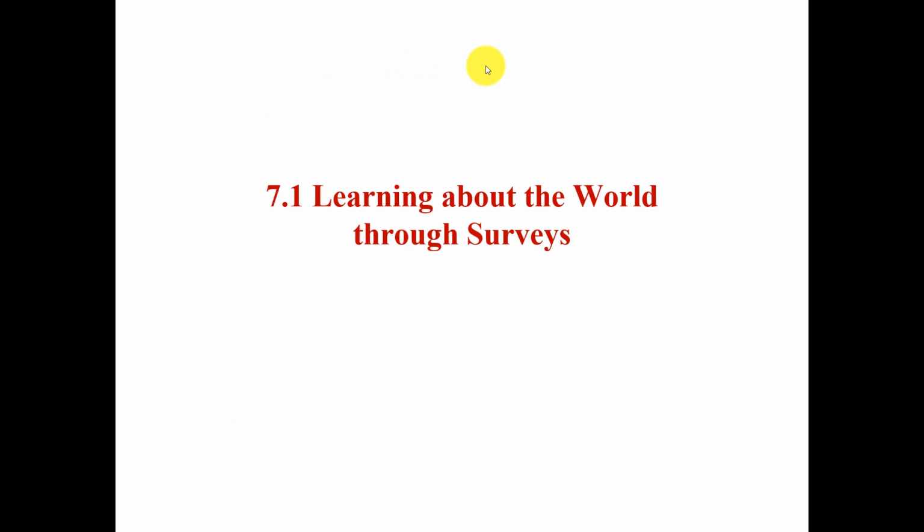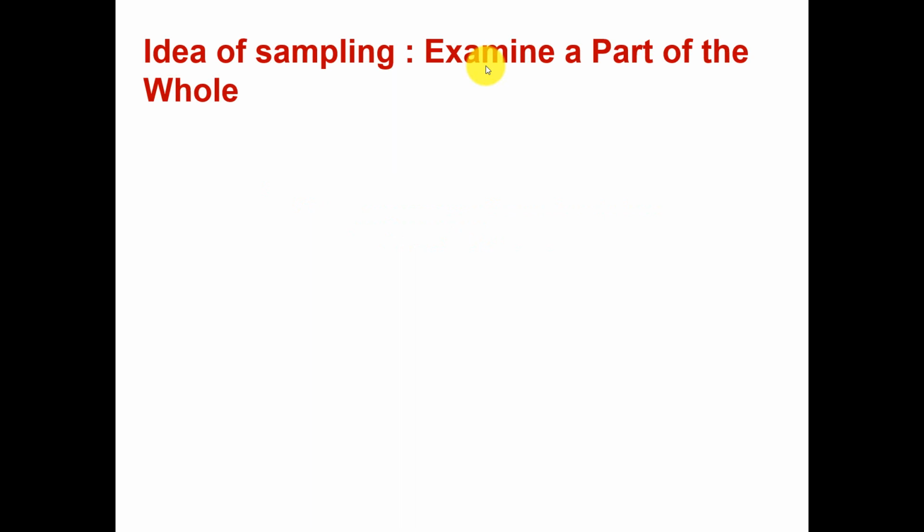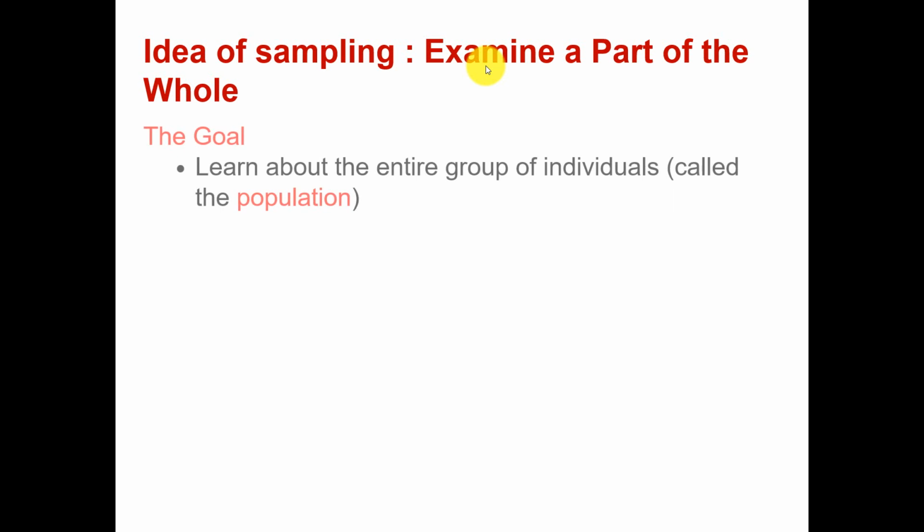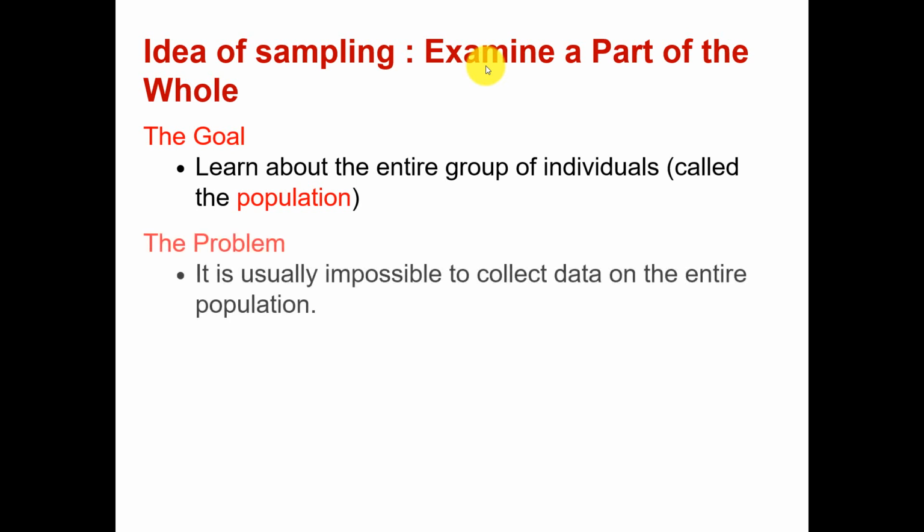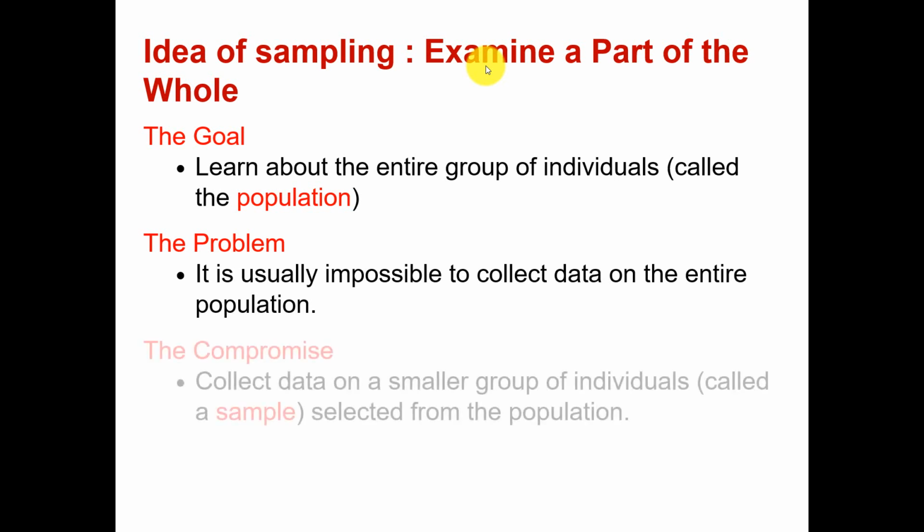So the first section, 7.1, learning about the world through surveys. The idea of sampling, you're trying to examine a part of the whole. So the goal is to learn about the entire group of individuals called the population. The problem is it is usually impossible to collect data on the entire population unless you're the United States government, who performs a census every 10 years. And they collect data on almost everybody in the United States.